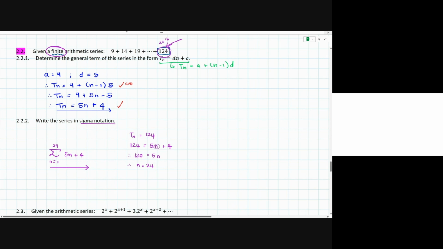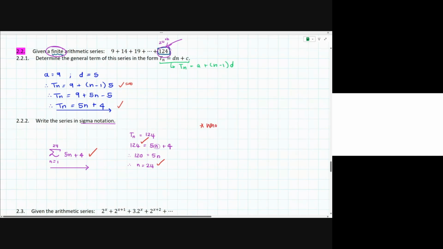This was a 3-mark question, so you're getting a mark for figuring out your n equals 24. Those are 2 marks, substituting in the 124 for n and getting n equals 24, and 1 mark for writing it in sigma notation. We could then ask you a follow-on question in terms of what is the sum of this series, and I am actually going to ask you to do that.